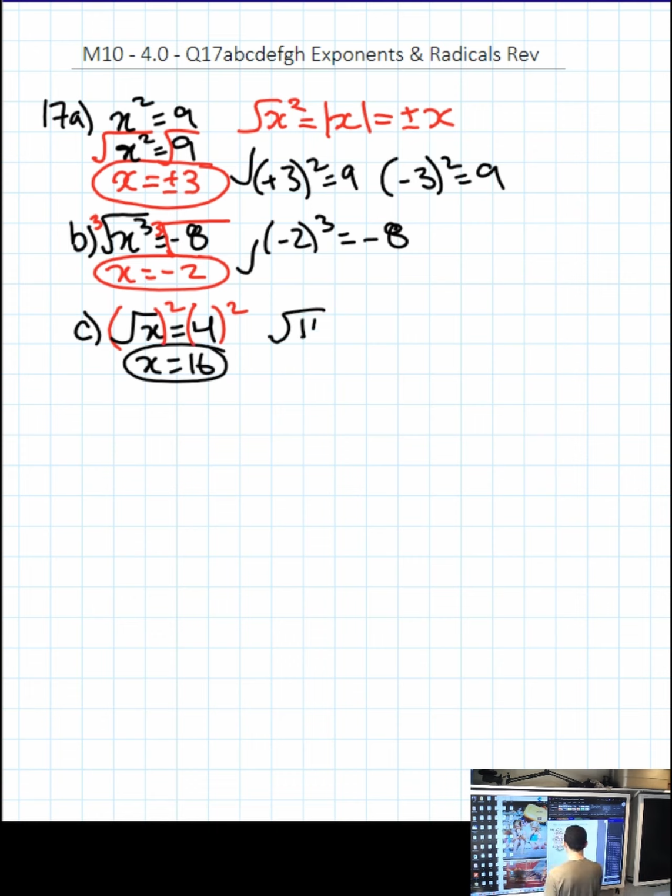The square root of 16 equals 4. Correct. So remember, if it's a squared, we do the opposite operation, square root both sides. If it's a cubed, we do the opposite operation, cube root both sides. If it's a square root, we do the opposite operation, square both sides.